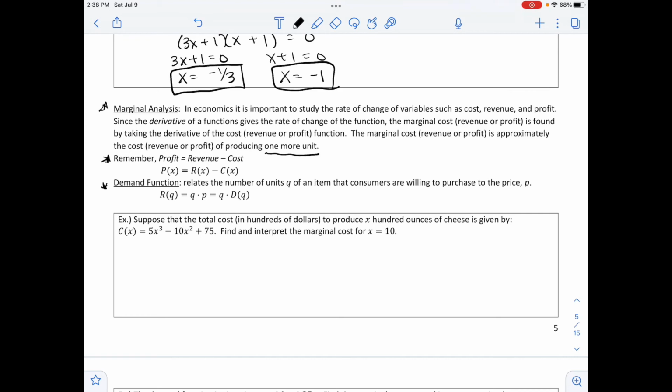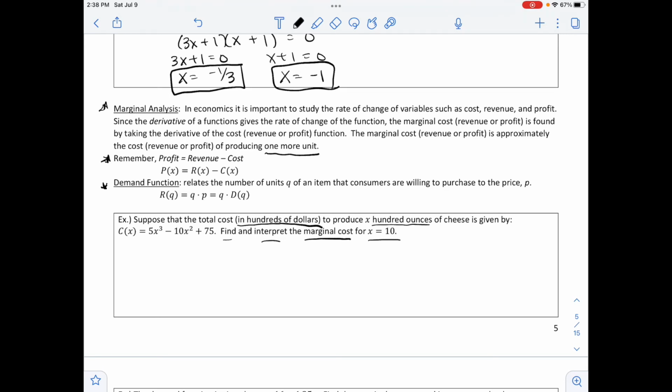The example right below says, suppose that the total cost in hundreds of dollars to purchase X 100 ounces of cheese is given by C of X equals 5x cubed minus 10x squared plus 75. Find and interpret the marginal cost for X equals 10. And so this would be 100 ounces of cheese, since that was what X is defined as up above.